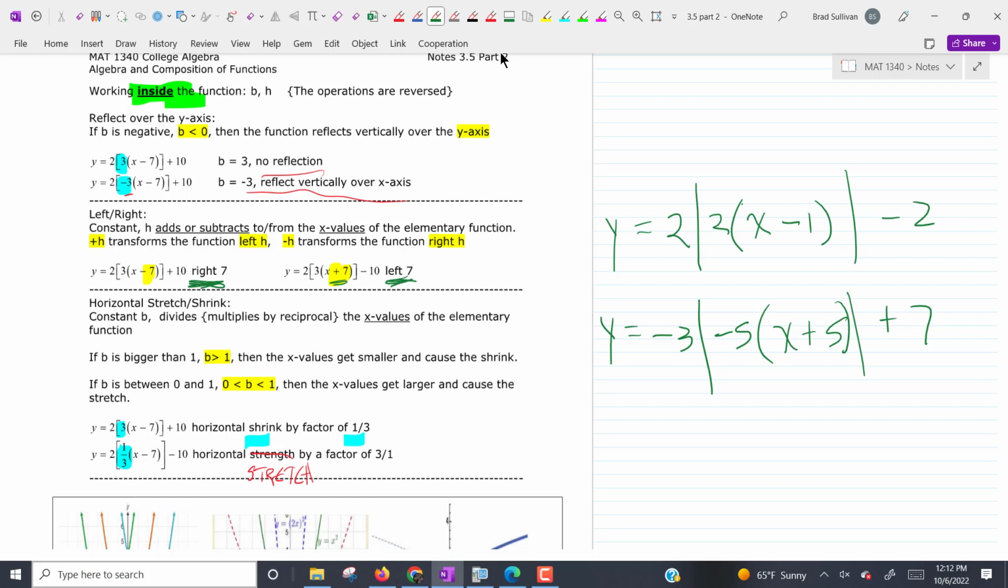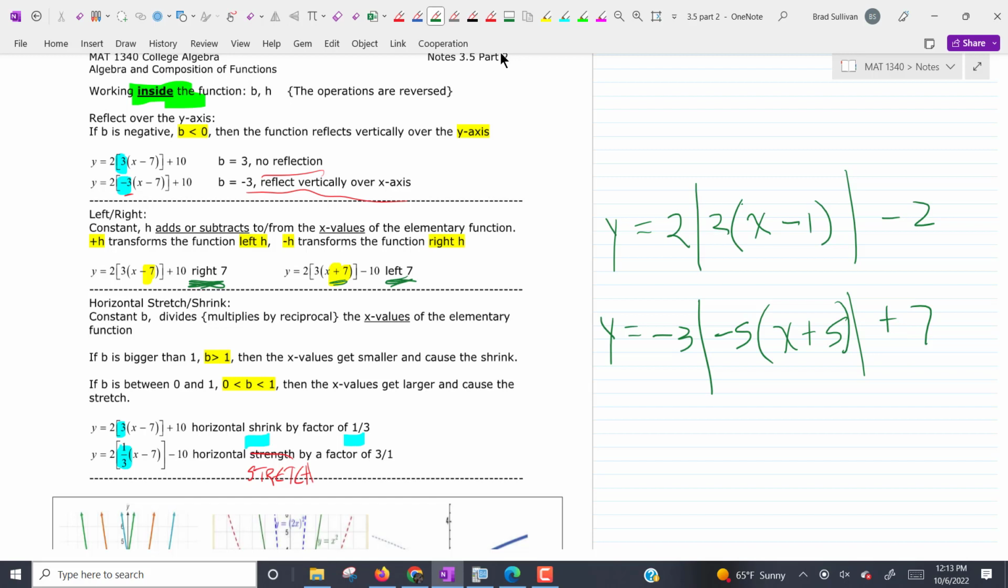Now, if you look inside, we've got -1 and 2. We got +5 and -5 like that. So here's how it works. What does the -1 do? Right 1, good. On this example, what's the +5 do? Left 5. Now, this right here is backwards of this number. It's bigger than 1, so it's a horizontal shrink. This one also is a horizontal shrink. The fact that this is a negative reflects you over the y-axis.